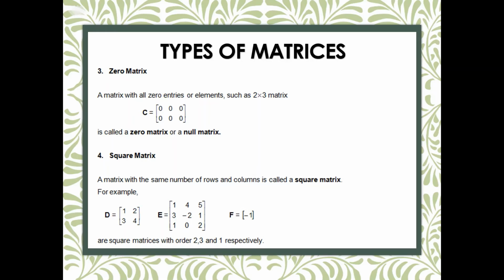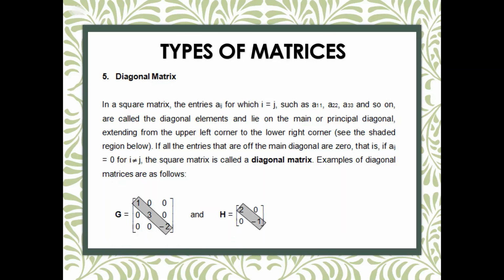For example, matrices D, E, and F are known as square matrices with order 2, 3, and 1 respectively. In a square matrix, the entries Aij, for which i equal to j, such as A11, A22, A33, and so on, are called the diagonal elements and lie on the main or principal diagonal extending from the upper left corner to the lower right corner, as shown in the shaded region.